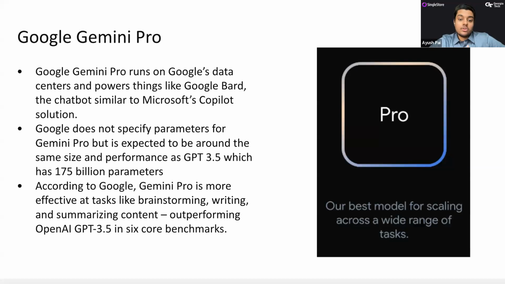And Google suggests that Gemini Pro has excelled in tasks that are crucial to developers, such as brainstorming, writing, and summarizing content. In fact, Google has claimed that it has outperformed OpenAI's GPT 3.5 across 6 core benchmarks. And we'll talk about these benchmarks a little bit later. But these are not just about raw processing power. It's about refined, nuanced, and contextually aware interactions based on its training data. And for developers, the release of the Google Gemini API is really amazing, and we'll be talking about how we can use that today, along with SingleStore and some other applications, to take our applications to the next level.